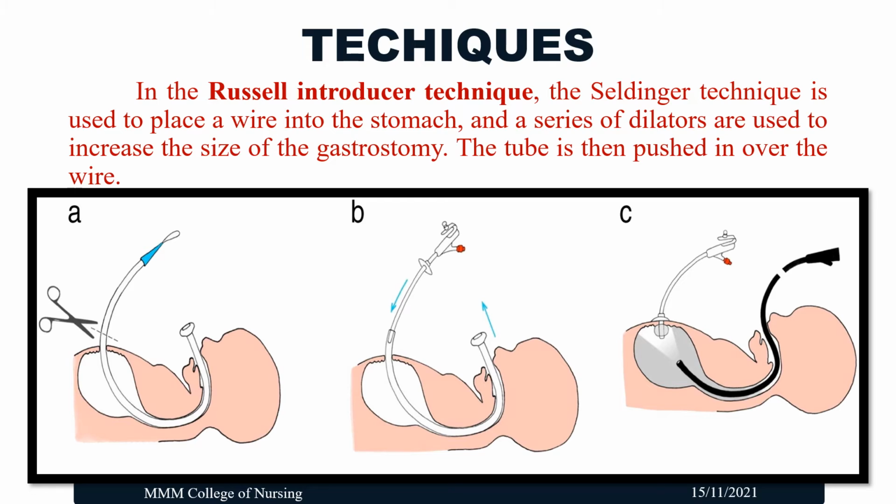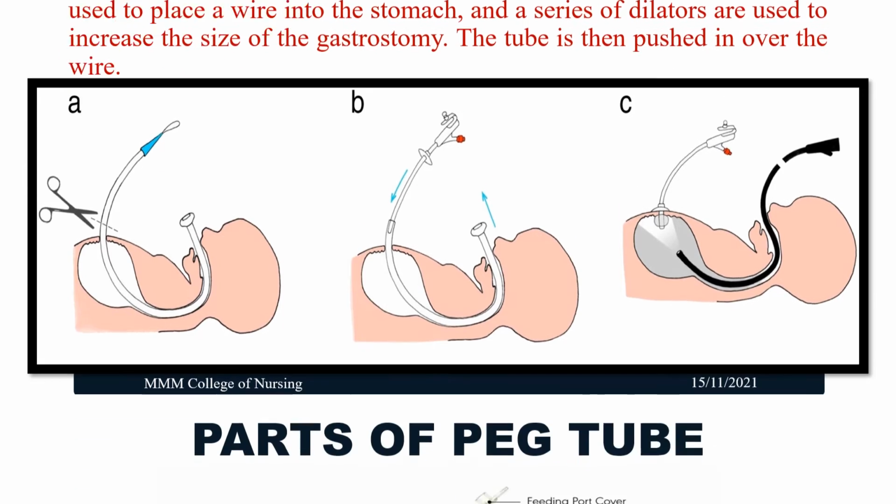The second technique used is the Russell introducer technique. It is a recent approach. Here, the Seldinger technique is used to place a wire into the stomach, and a series of dilators are used to increase the size of the gastrostomy. The tube is then pushed in over the wire.